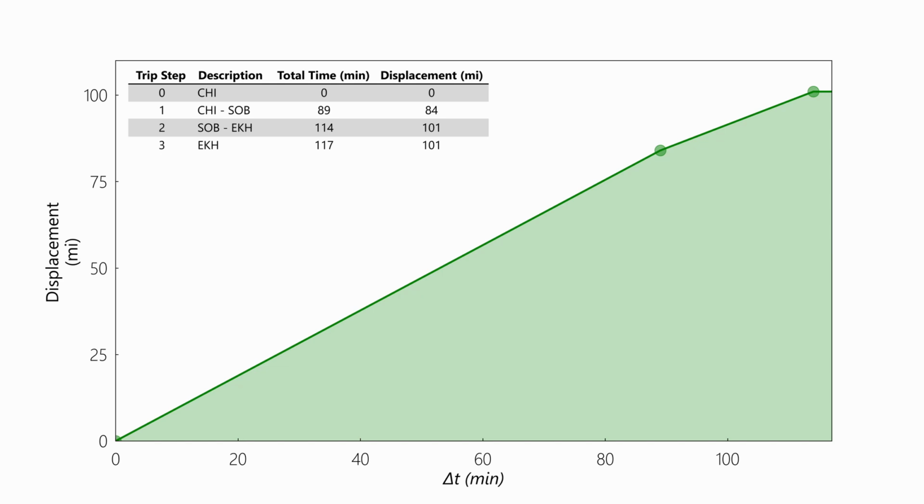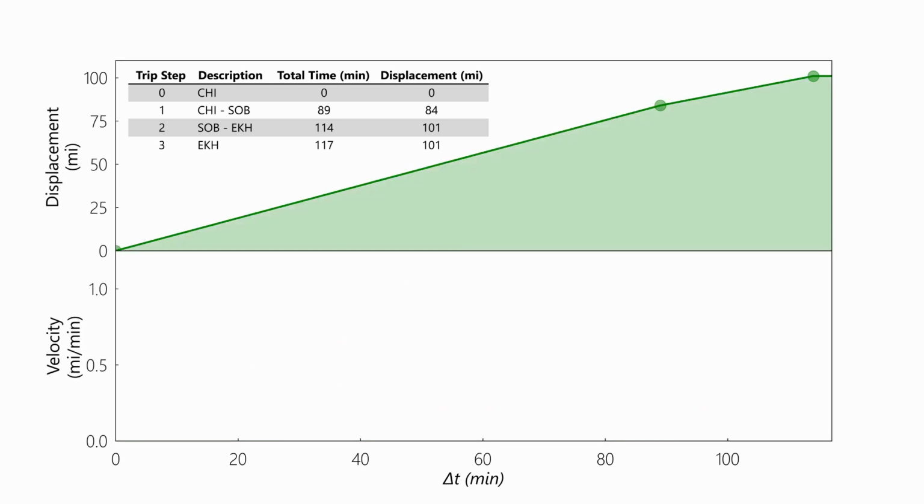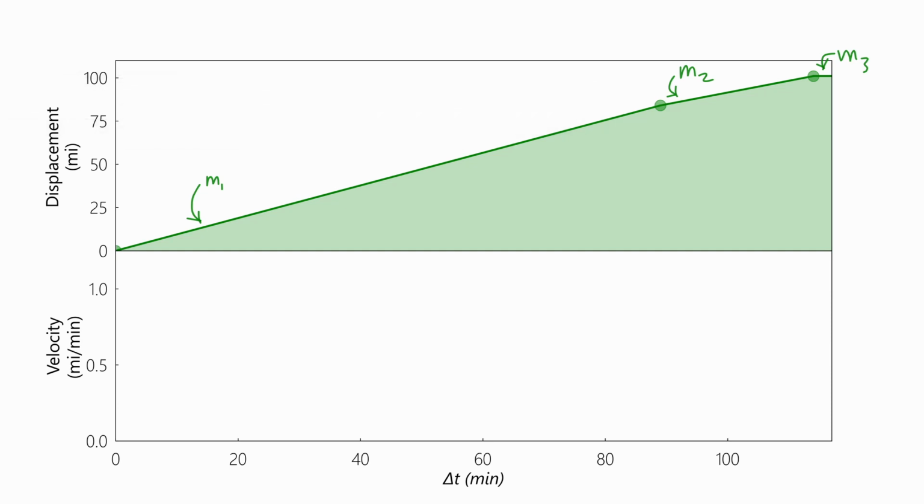Now, how about plotting the train's velocity over the same period? If you remember from before, the velocity is equal to the slope of the displacement curve. And looking at the displacement curve, you can see 3 distinct regions when the slope changes. The first being when the train is en route from Chicago to South Bend, then from South Bend to Elkhart, and finally when the train is stopped at Elkhart. So we can find the slope of each of the 3 regions and plot them on the velocity versus time graph. For each region, the displacement curve is a straight line, and hence, the slope is constant over each region.